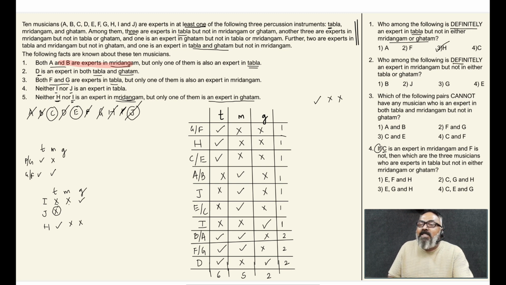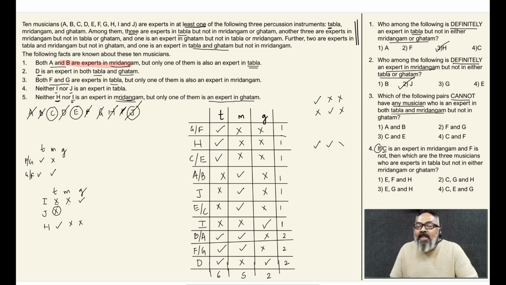Who among the following is definitely an expert in mridangam but not in either tabla or ghatam? Mridangam in the middle. Expert. Cross tick cross. Who do we know has cross tick cross? Definitely who do we know? We know J is an expert. We got J. Which of the following pairs cannot have any musician who is an expert in both tabla and mridangam but not in ghatam?